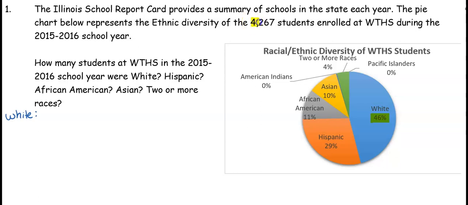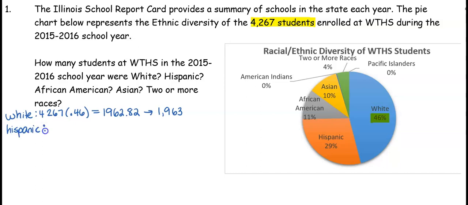Up in the directions, I was told how many students were total enrolled. So what I want to do is take 46% of the total enrollment, and we know that we change the percent into a decimal. Problem is when we multiply those numbers out, it's not perfect. But we're not going to say 0.82 of a person, so we're going to go ahead and round that to 1,963 students.